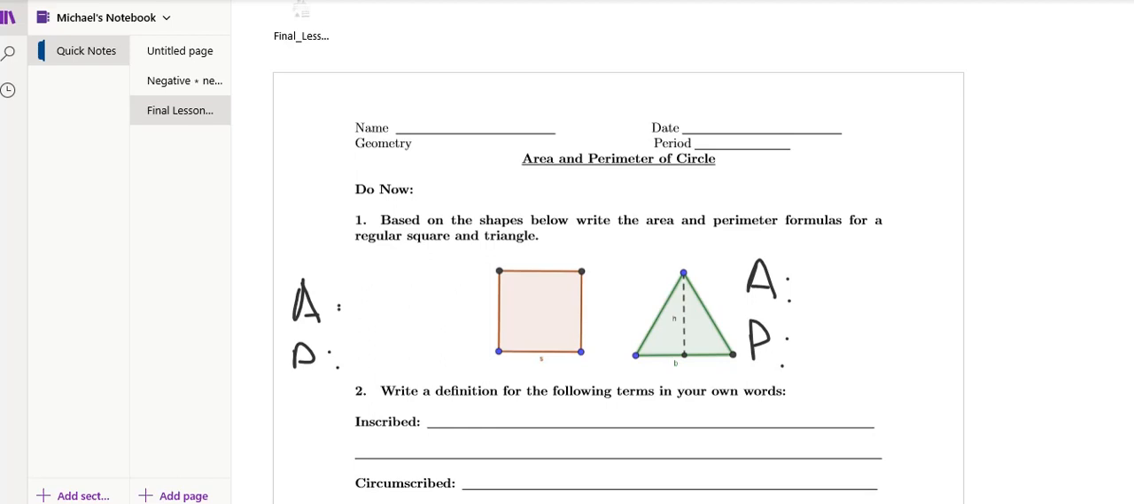Alright, so this will be the video corresponding to the area and perimeter of a circle lesson. All of the worksheets and other documents for this lesson can be found on the Weebly website.